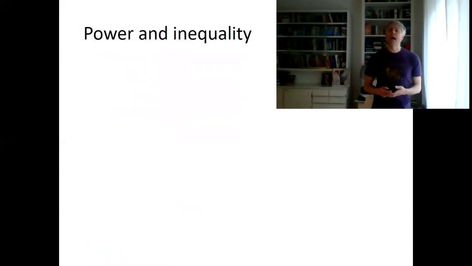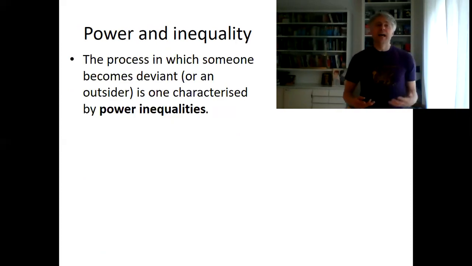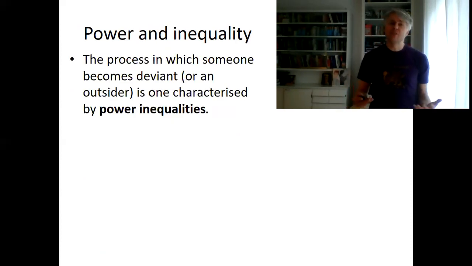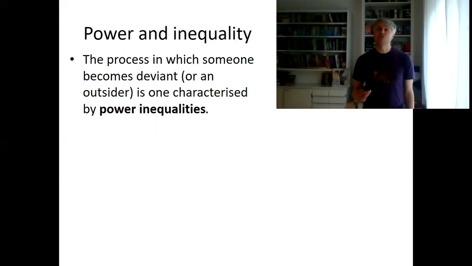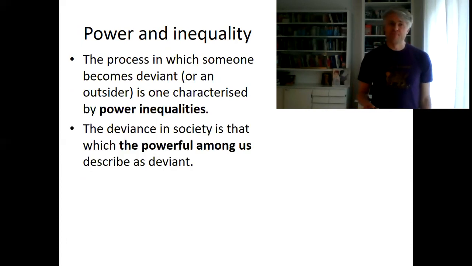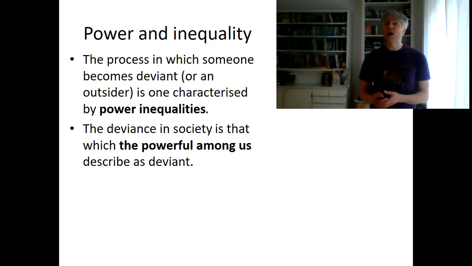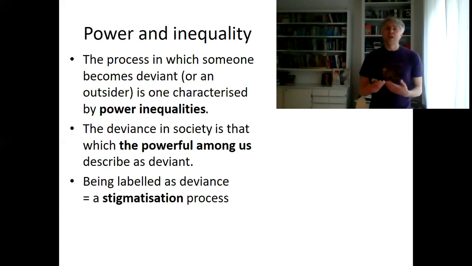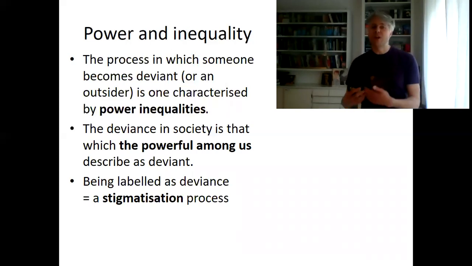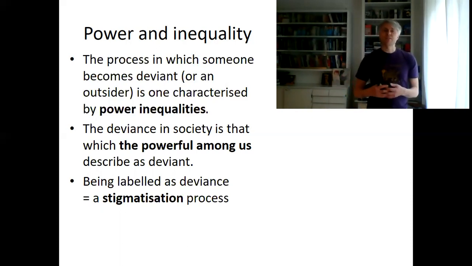And it seems to be about power and inequality. The process by which someone becomes deviant or an outsider, it's characterized by power inequalities. The deviance in society is that which the powerful among us describe as being deviant. They call the shots. They determine who's going to be described as deviant and who isn't. In other words, we've got some kind of stigmatization process here. And it's not the labelled person that chooses that stigma, it's the people around them that choose that stigma for them.